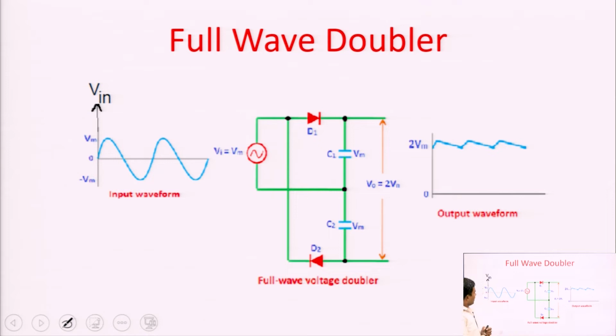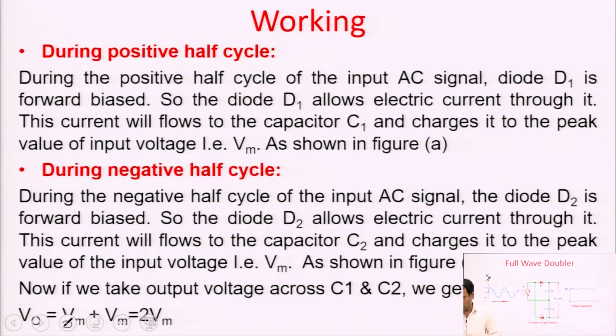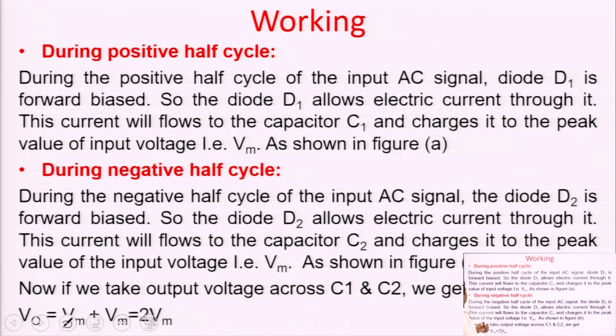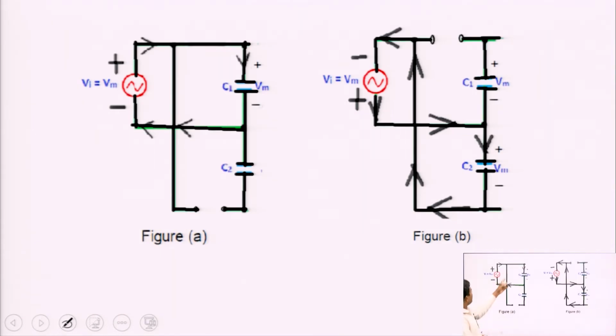Now guys, we can see that during the positive half cycle, obviously D1 is in forward bias, and during the negative half cycle, obviously D2 will be in forward bias. Okay guys, so now I am going to discuss one by one. During the positive half cycle, D1 is in forward bias, and the capacitor will get charged to voltage Vm, because Vm is the peak value of the input voltage. On the other hand, D2 is in reverse bias.